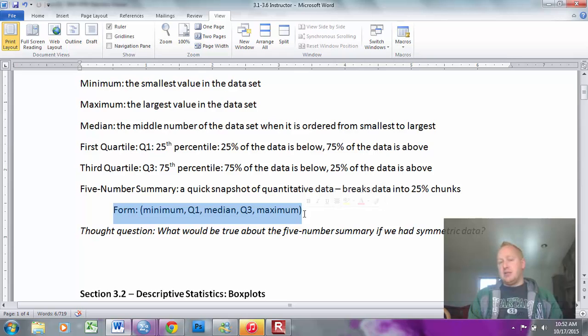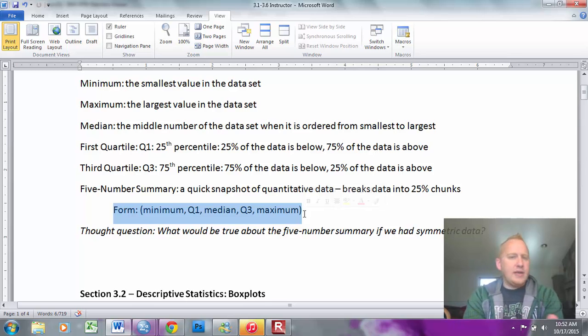We start with the smallest number, and then we go in ascending order. So, and this is the form that we use. You're going to open your parentheses. You're going to put your minimum value, and you don't say minimum equals the value. You just put the value, comma Q1, comma median, comma Q3, and then comma maximum.